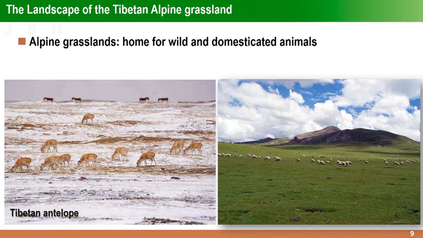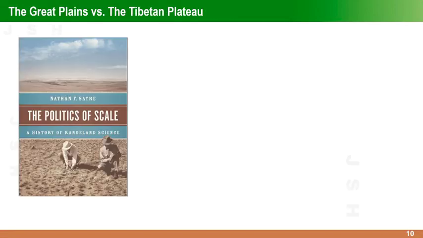This alpine grassland is the home for wild and domestic animals. For the left picture, you see that it's a Tibetan antelope. For the right, it's a Tibetan sheep. So this is domestic animals. When I prepare this talk, I read one book.